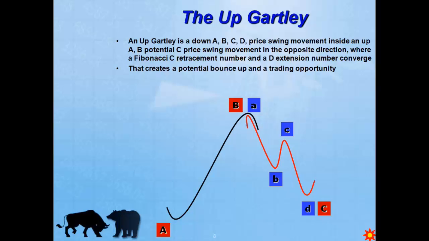On an up Gartley, an up Gartley is a down ABCD price movement inside a potential ABCD price swing movement in the opposite direction, where an A retracement number coordinates with an extension, where C coordinates with a D extension of a smaller movement, and it creates an opportunity.